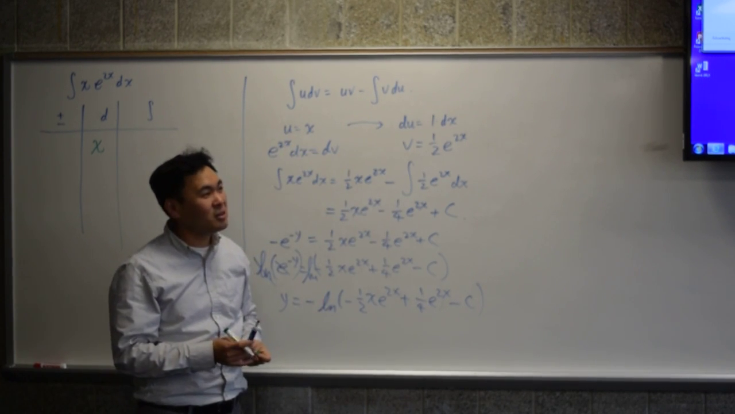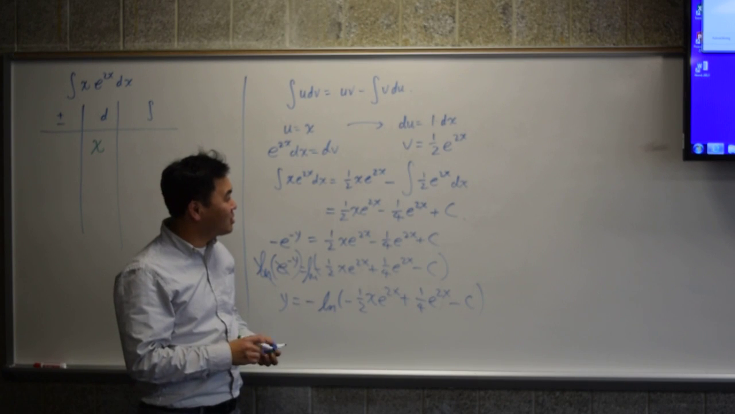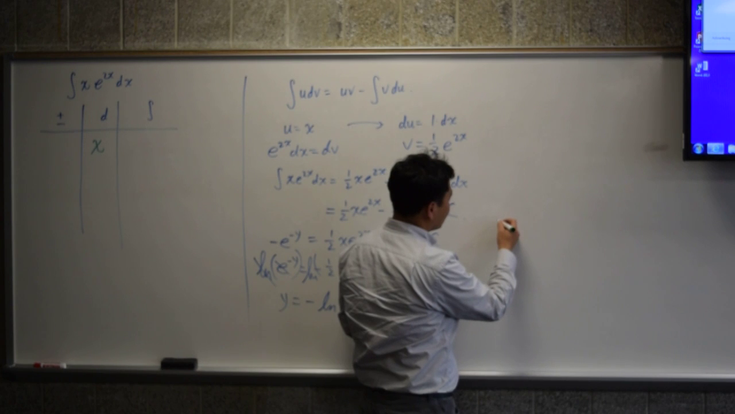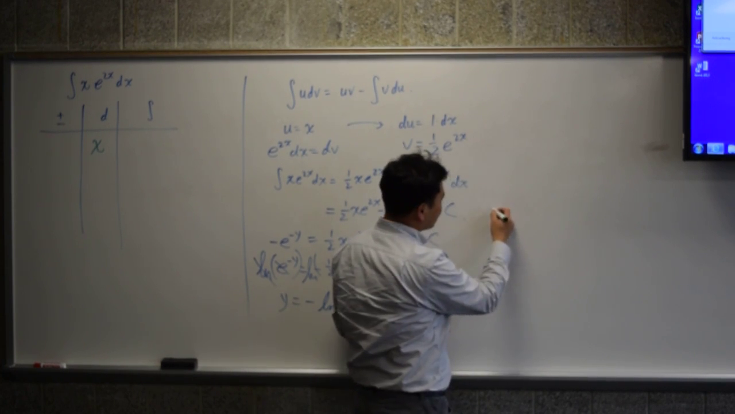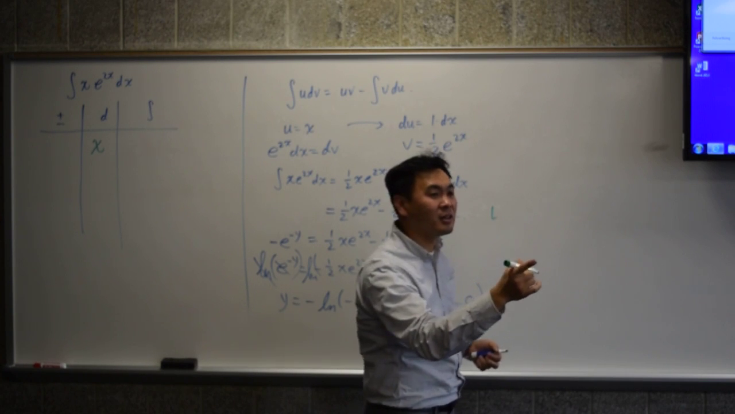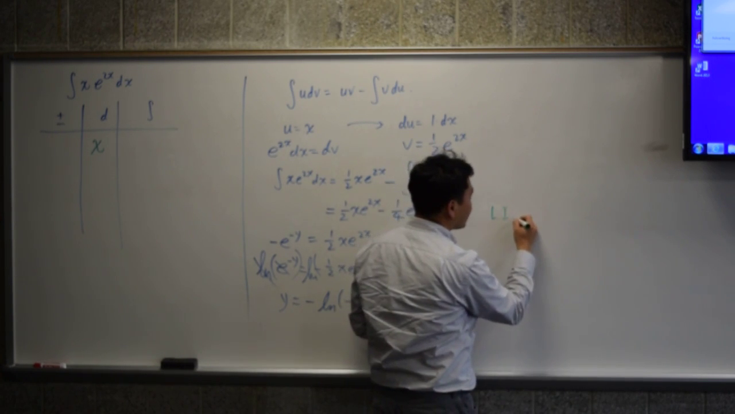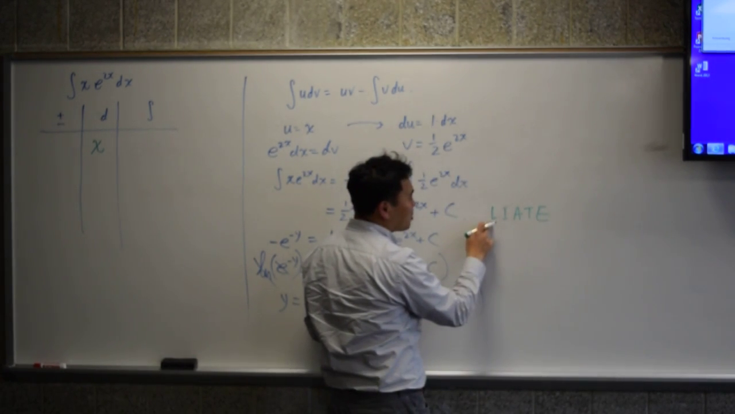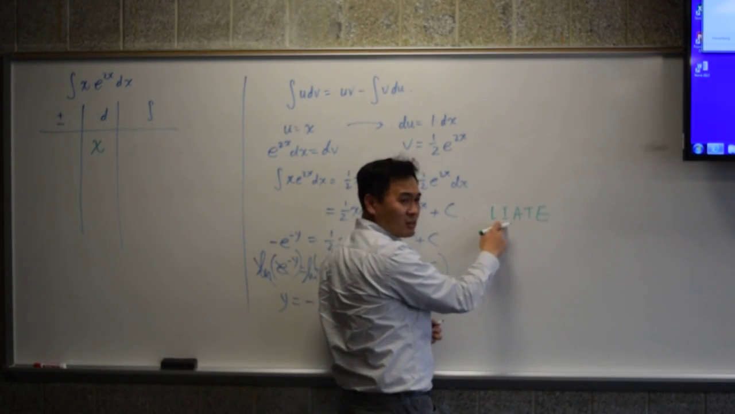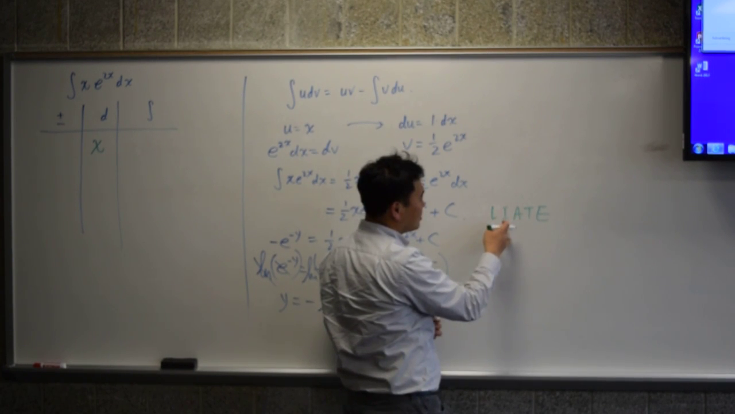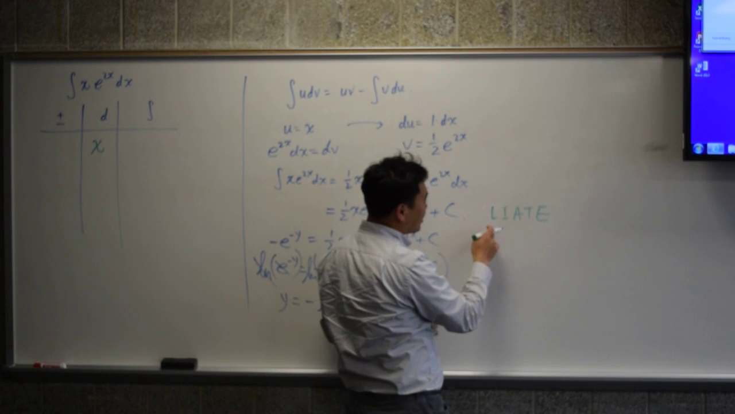And there's something like, how does that work? Which one is it? L-I-A-T-E. L-I-A-T-E. Yeah, right, that's it. So L is logarithmic functions, I is... Regular? Inverse. Inverse trig. Thank you.